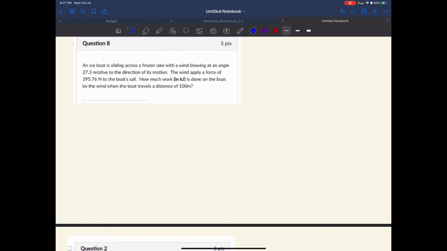Okay, so an ice boat is sliding across a frozen lake with wind blowing at an angle of 27.3 degrees relative to the direction of motion. The wind applies a force of 395.76 newtons. How much work in kilojoules is done if the boat travels 100 meters?